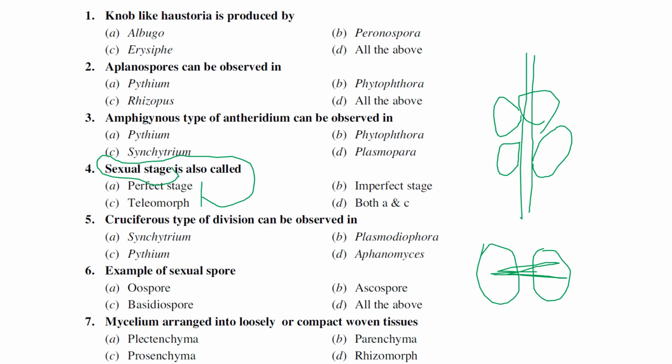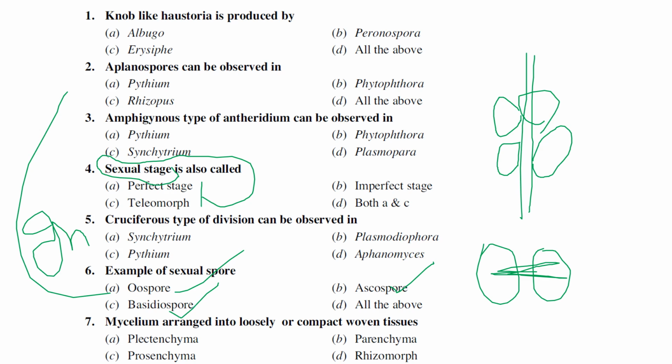The next one is an example of sexual spore. Here ascospore, oospore, and basidiospore are all sexual spores only. For example, examples of sexual spores are oospore, ascospore, basidiospore, zygospore. Here there is a small difference between oospore and zygospore. Oospore is produced by the Oomycota group of fungi. Zygospore is produced by the Zygomycota group of fungi. Both are diploid sexual resting spores.